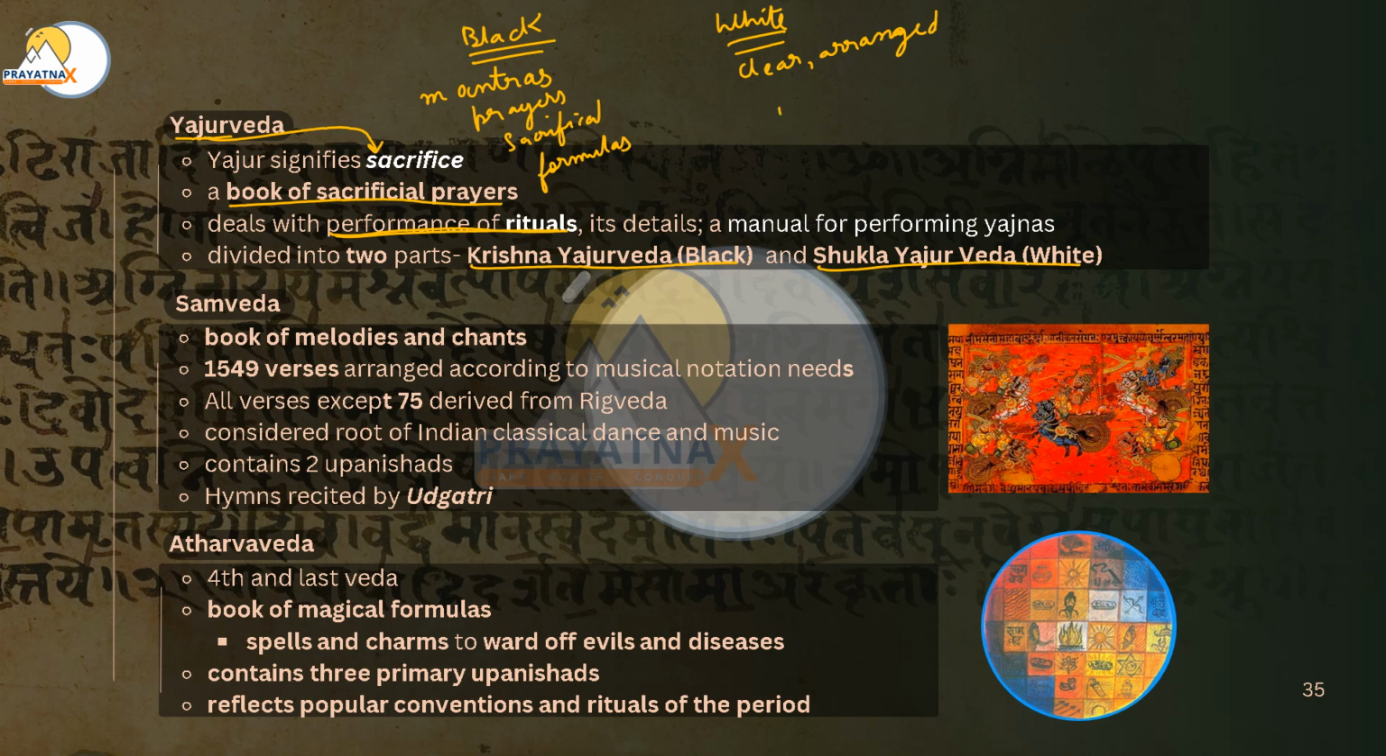Now, secondly, the Shukla Yajurveda contains commentary in prose, whereas the Krishna Yajurveda contains mantras. Now, I hope this is clear. The Krishna Yajurveda basically contains mantras, which we call hymns, and Shukla Yajurveda contains prose commentary.